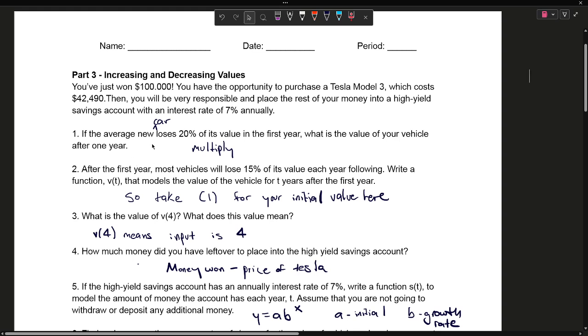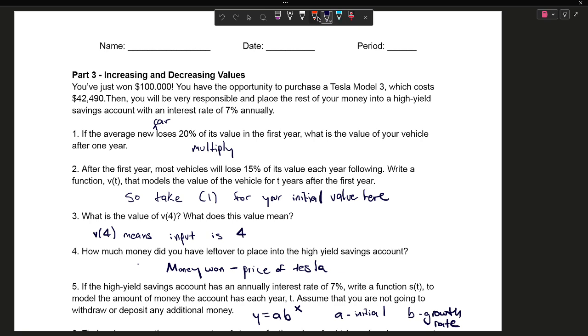So the first question is saying if a new car loses 20% of its value in the first year, what is your value after 1 year? Obviously, you take the value and you take 20% off of the price. That should be fairly easy. The second one says after the first year, most vehicles start to lose 15% of its value each year following. So we're writing a function that models the value of the vehicle after t years, after the first year.